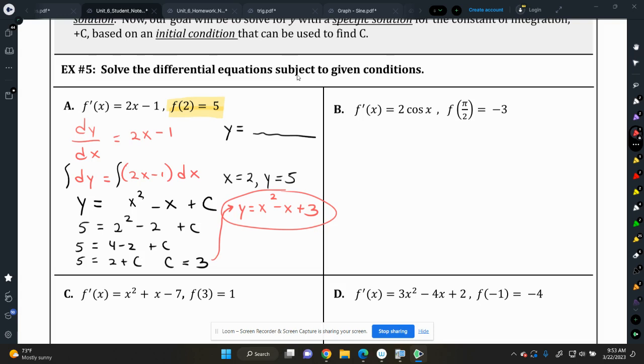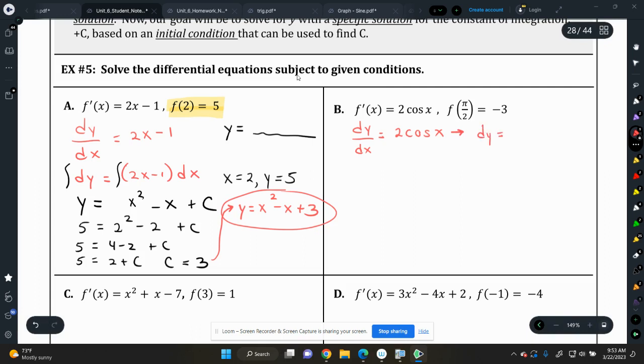Okay, let's do the next one. We're going to rewrite it. dy/dx equals 2 cosine x, which means dy equals 2 cosine x dx. And we're going to integrate both sides.